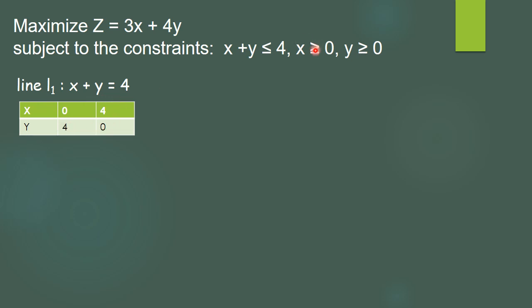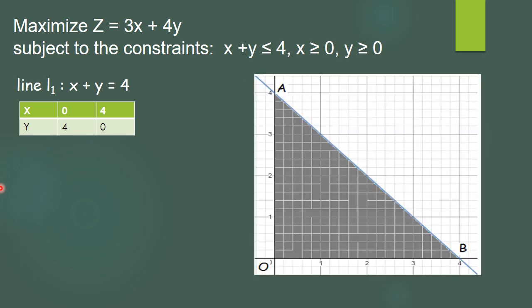Now once we get these, we'll try to plot. x is equal to 0 is the equation of the y-axis, and y is equal to 0 is the equation of the x-axis. So these two lines are already there when we plot the graph. First we plot the line. This is the axis we have drawn. Then we require 0 comma 4, and another point is 4 comma 0. Join these to get the line.